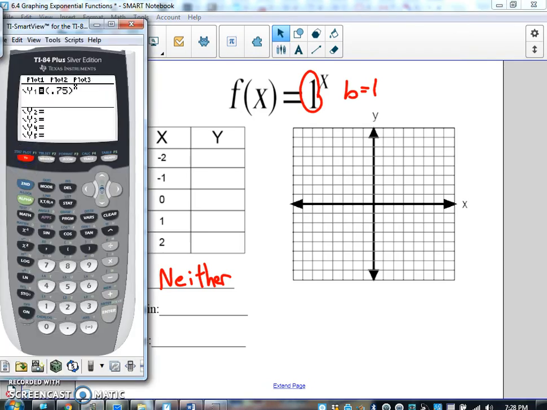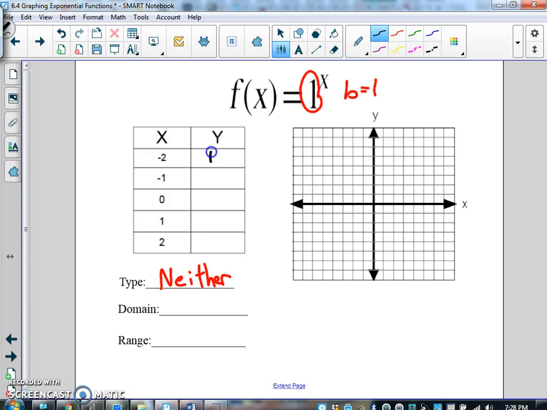Y equals, enter our equation in, 1 to the power of x. Now, let's think about this logically. If I continue to multiply 1 by itself, what do I get? Well, I'm always going to end up with 1. So it doesn't matter what my input is, my output should always be 1. Let's go ahead and confirm that with our table, and sure enough, my output is always 1.